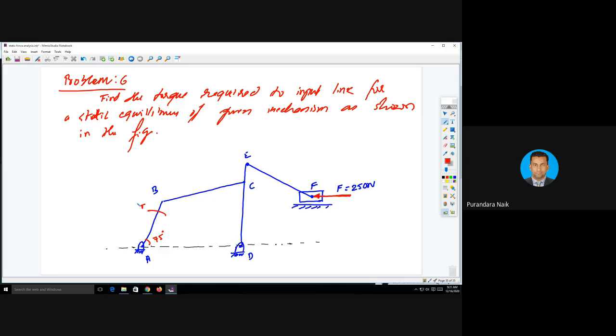Okay, the dimensions are given here. Please continue the problem. AB is equal to 150 mm. BC is equal to AD is equal to 500 mm. DC is equal to 300 mm. CE is equal to 100, comma, EF is equal to 450 mm.